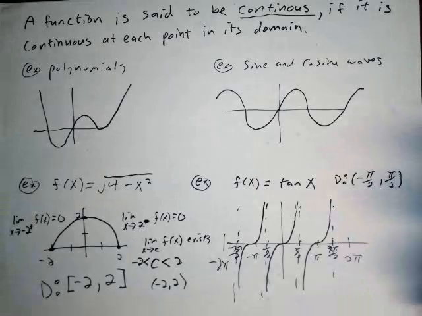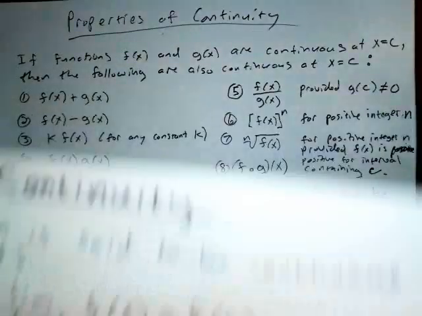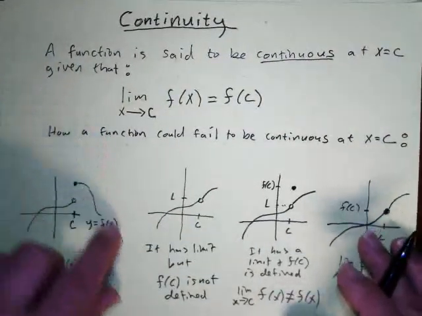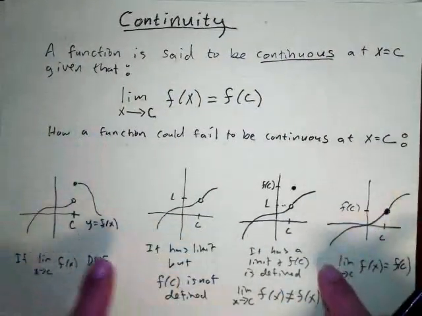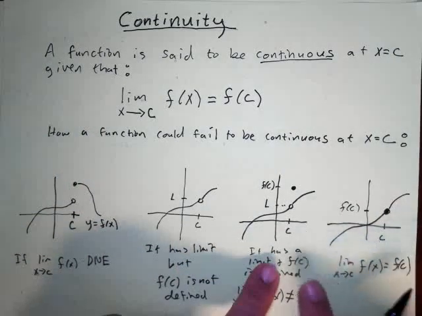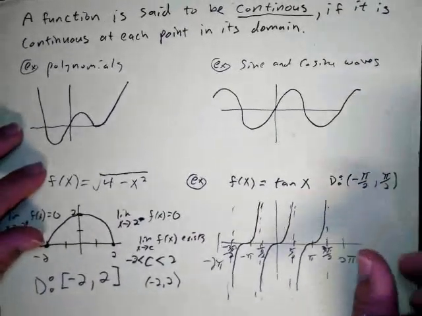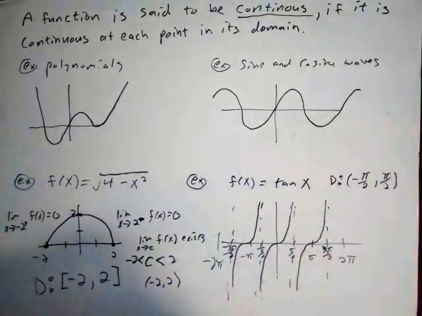Okay? So this is the idea of continuity. We technically define it for a point, and it occurs when not only the limit exists, but that the value of the function is equal to the limit at that point. And then we would say that a function is continuous if it is continuous at each point in its domain.